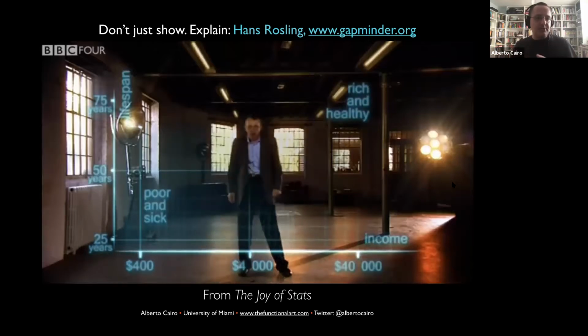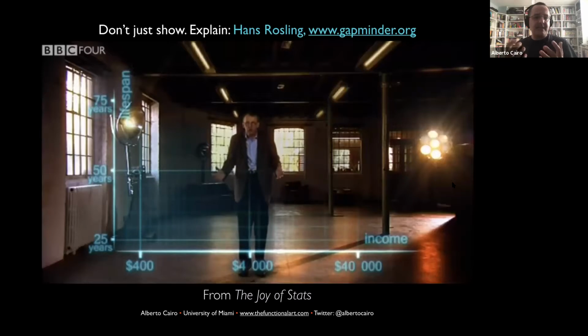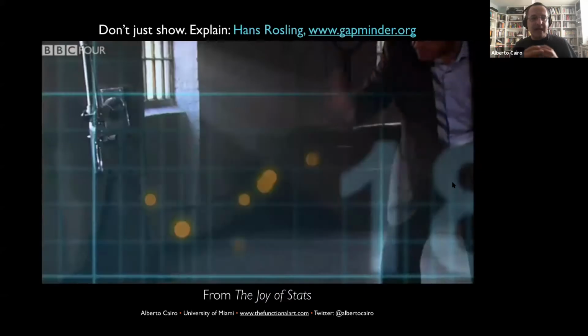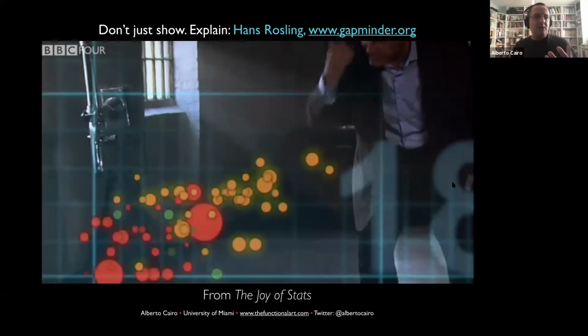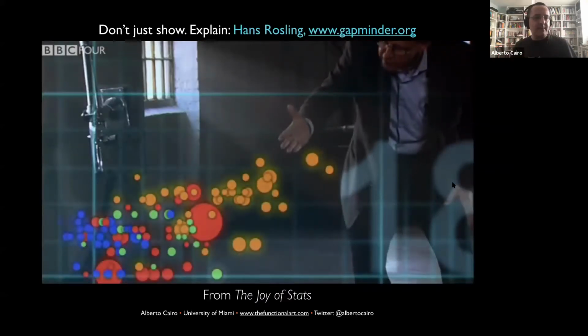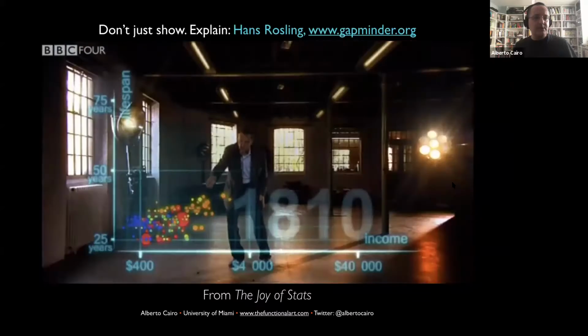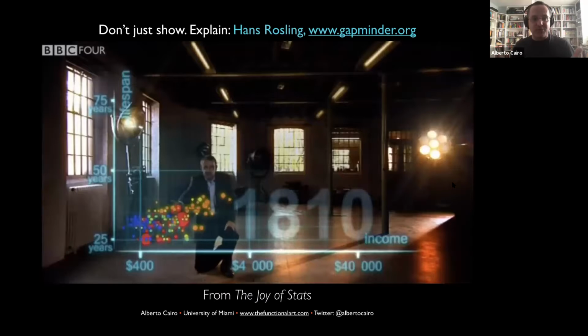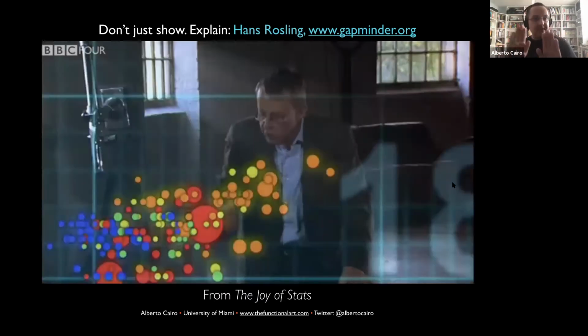And now I'm going to show you the world as it was in the past. Let's make the countries appear, right? Now we have the world in 1810, right? And I'm going to show you countries belonging to Asia, Africa. The color corresponds to the region. The size of the bubble corresponds to the population of each one of these countries. He's explaining the grammar of the graphic before showing the graphic or while showing the graphic.